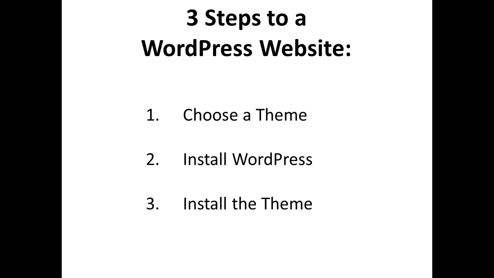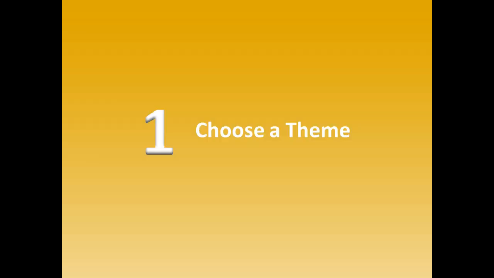Step number 1 is to choose the right theme. The next step is to install WordPress. And the last step is to install the particular theme that you want to use. So choosing a theme is step number 1, or choosing a design that somebody has already made that's going to accomplish what you want to accomplish on your website or blog.